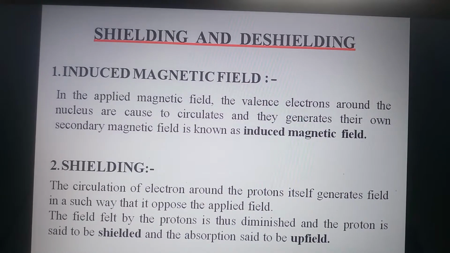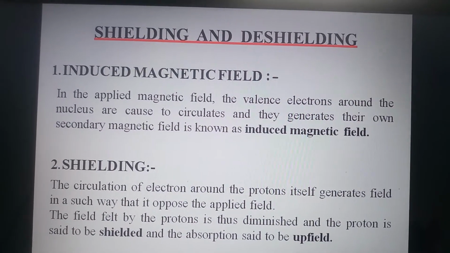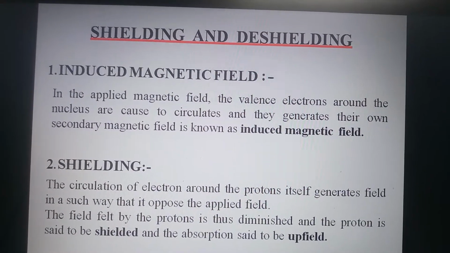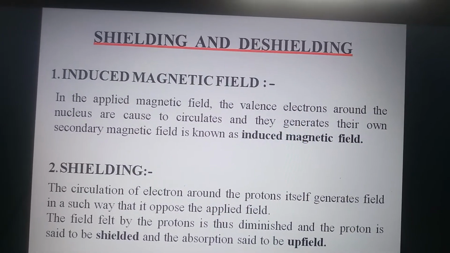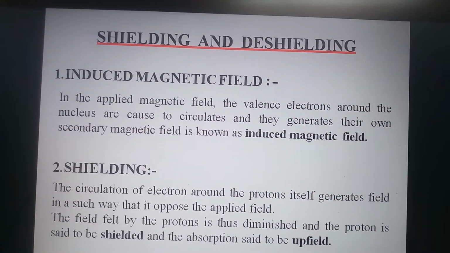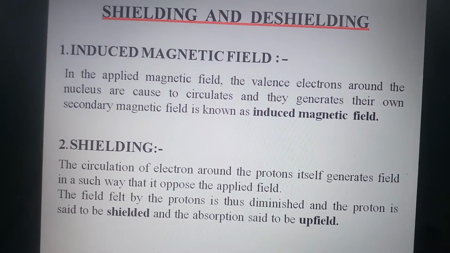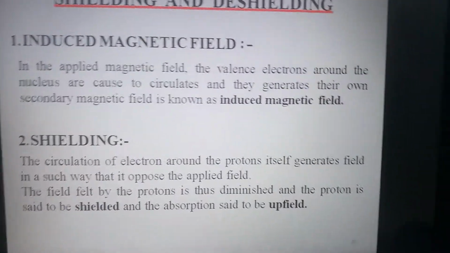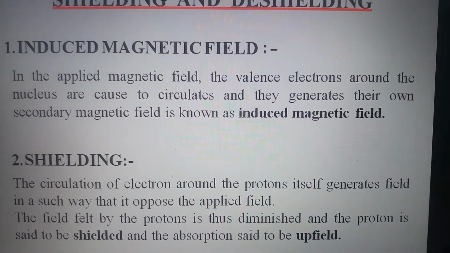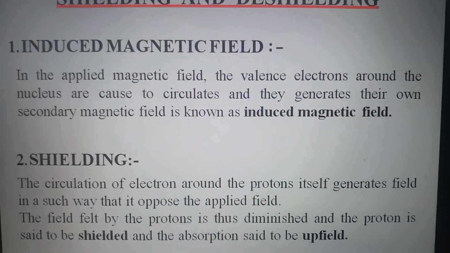But if the nuclei were all the same, we would get similar peaks for all nuclei. This does not occur because the environment of each nucleus is not the same. Each nucleus is surrounded by electrons. These are also charged species and act as a magnetic field. So, in the applied magnetic field, the valence electrons around the nucleus are caused to circulate and they generate their own secondary magnetic field, known as the induced magnetic field.